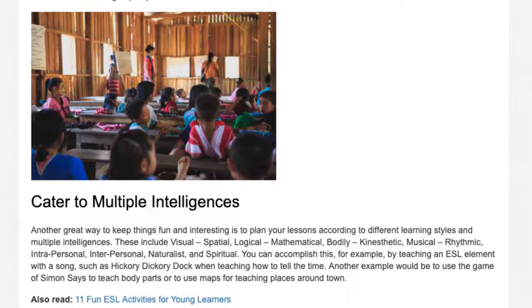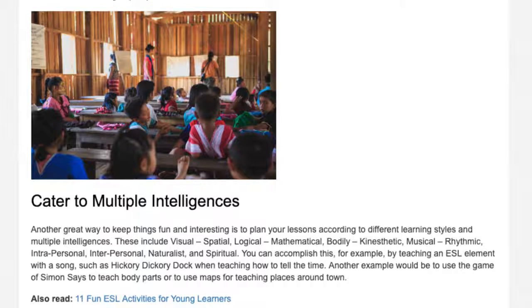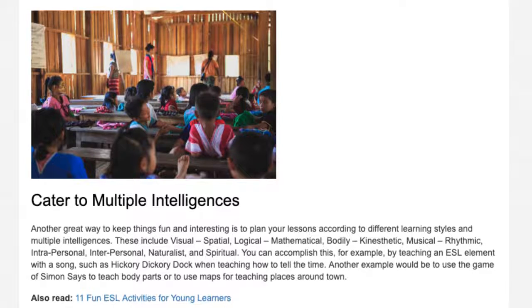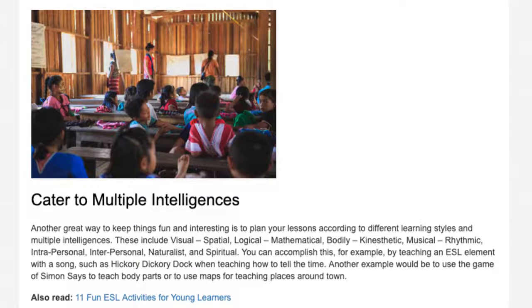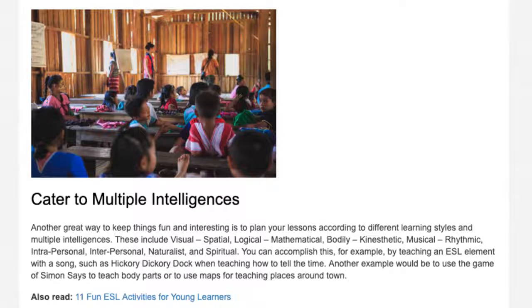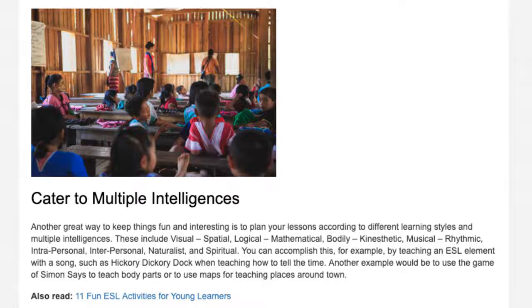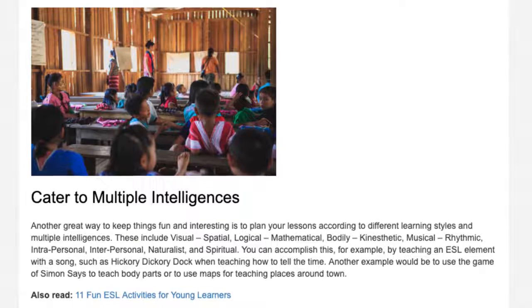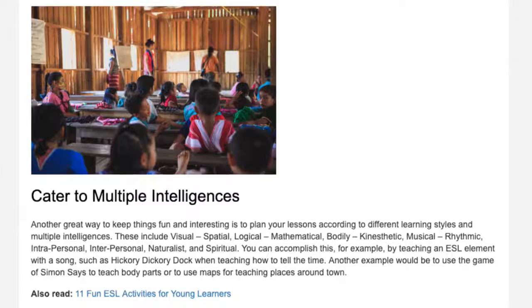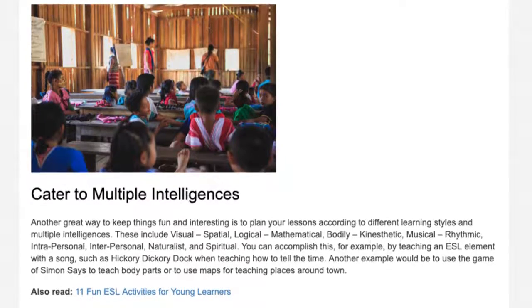Cater to multiple intelligences. Another great way to keep things fun and interesting is to plan your lessons according to different learning styles and multiple intelligences. These include visual, spatial, logical, mathematical, bodily, kinesthetic, musical, rhythmic, interpersonal, naturalist, and spiritual. You can accomplish this, for example, by teaching an ESL element with a song, such as Hickory Dickory Dock, when teaching how to tell the time. Another example would be to use the game of Simon Says to teach body parts, or to use maps for teaching places around town.